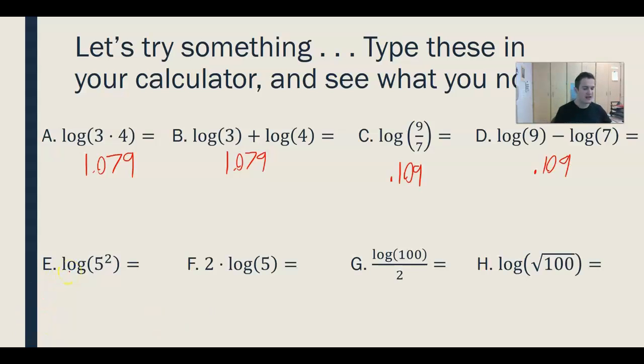Again, let's do log of 5 squared. Log of 5 squared, or log of 25, is 1.398. Now let's do 2 times the log of 5, and I get 1.398. Are you seeing something? I hope you're seeing something. How about log of 100 divided by 2? Well, that's equal to 1. And let's do log of the square root of 100. That is also 1.